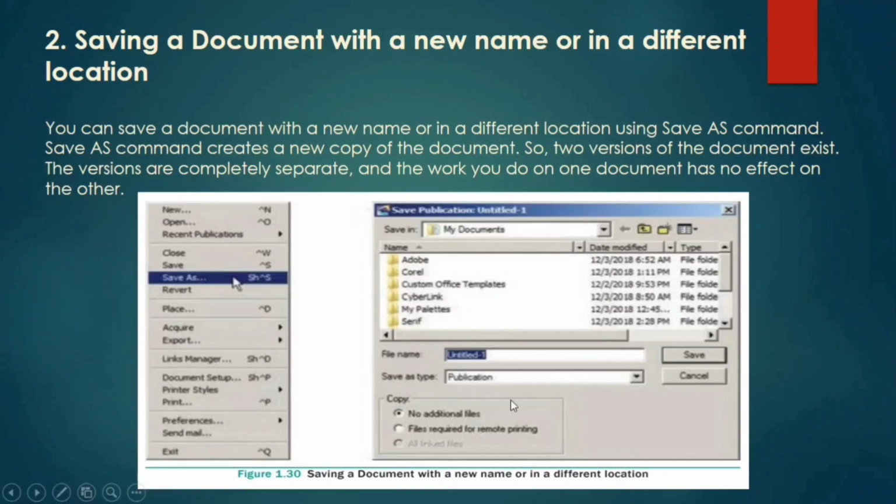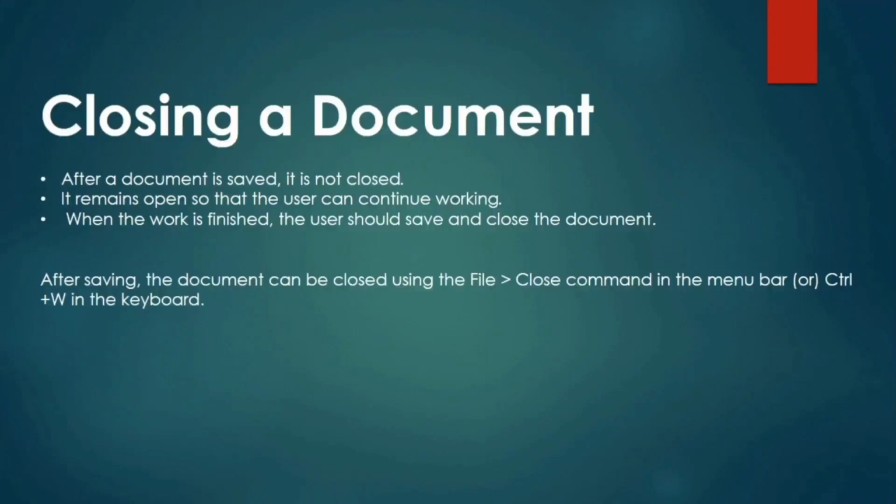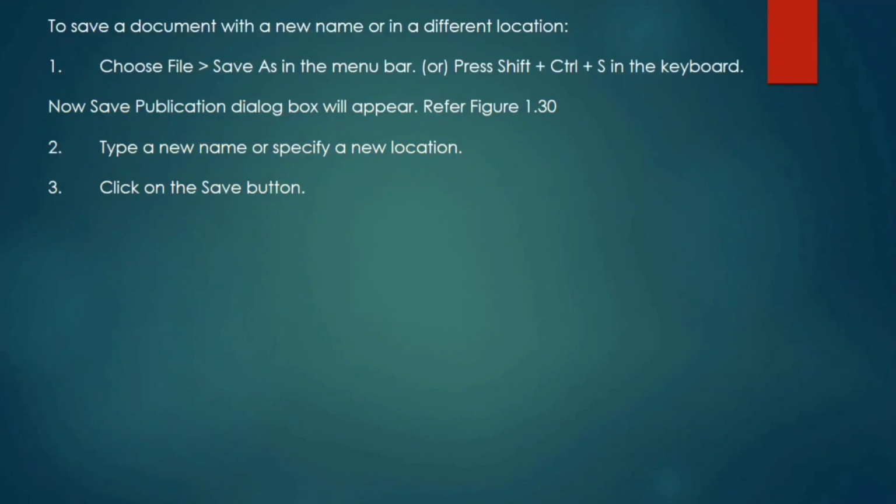Saving a document with a new name in a different location. To save a document with a new name or in a different location, choose File, Save As in the menu bar, or press Shift plus Control plus S on the keyboard. Now the Save Publication dialog box will appear, refer to the figure 1.30. In this, type a new name or specify a new location. Click on the Save button.